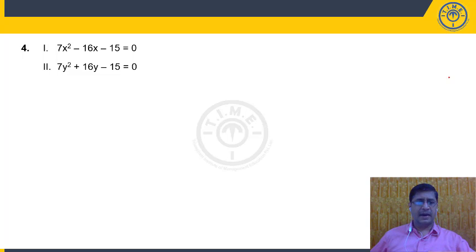7x square minus 16x minus 15 is equal to 0. Now what about the facts? What is the product of the roots and sum of the roots? Sum of the roots is 16. For the product of the roots, here factorize. When you factorize this, you will get 3 into 5. 3 into 7 is equal to 21. 21 and 5. So minus 21x plus 5x is equal to minus 16x.